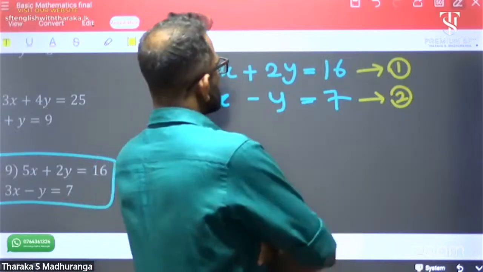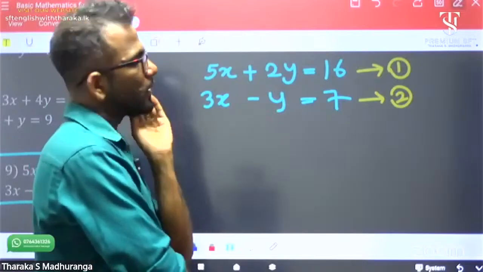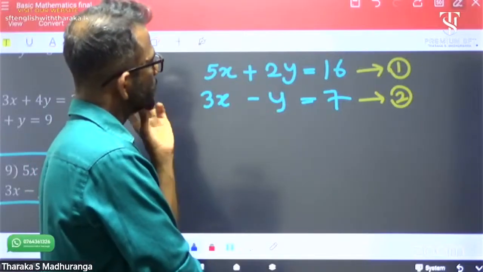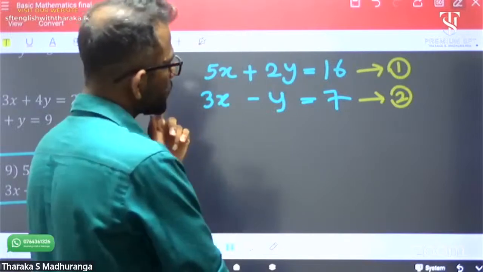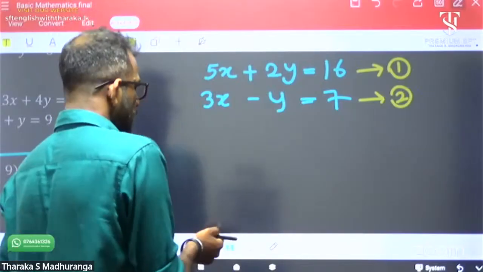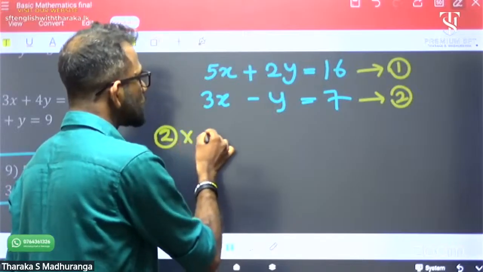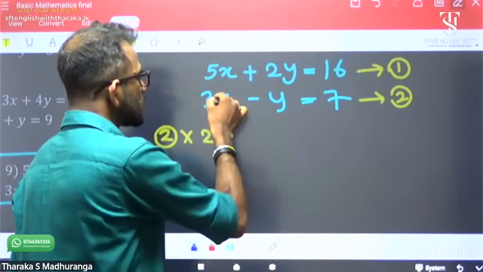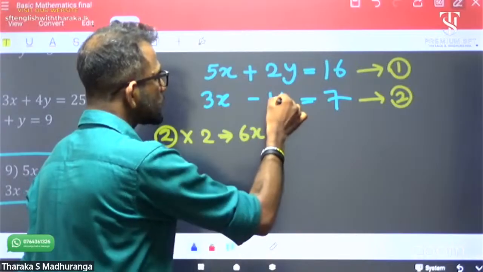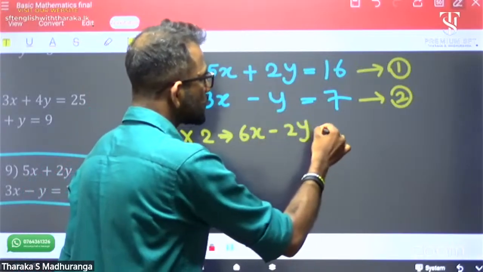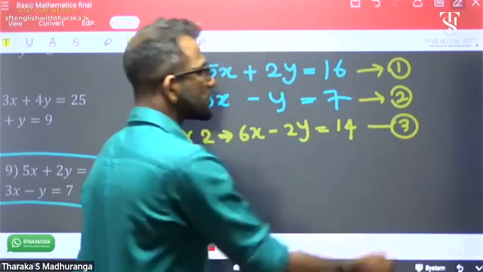But the problem is no coefficients are the same. x coefficients are 5 and 3, y coefficients are 2 and 1. It's not the same. Therefore I am going to use a trick here. Maybe I can multiply the second equation by 2. Then 3 multiplied by 2 is 6x minus 2y equals 7 multiplied by 2, 14. Now it is the third equation.